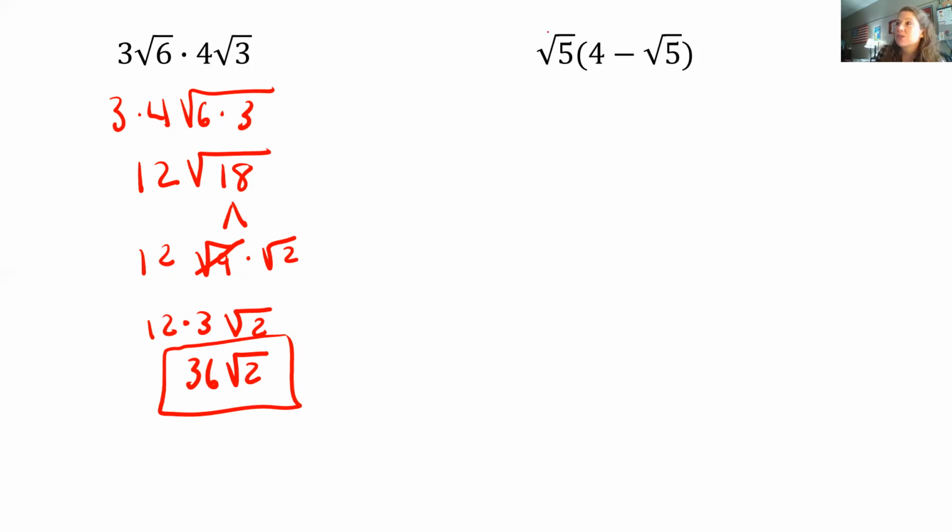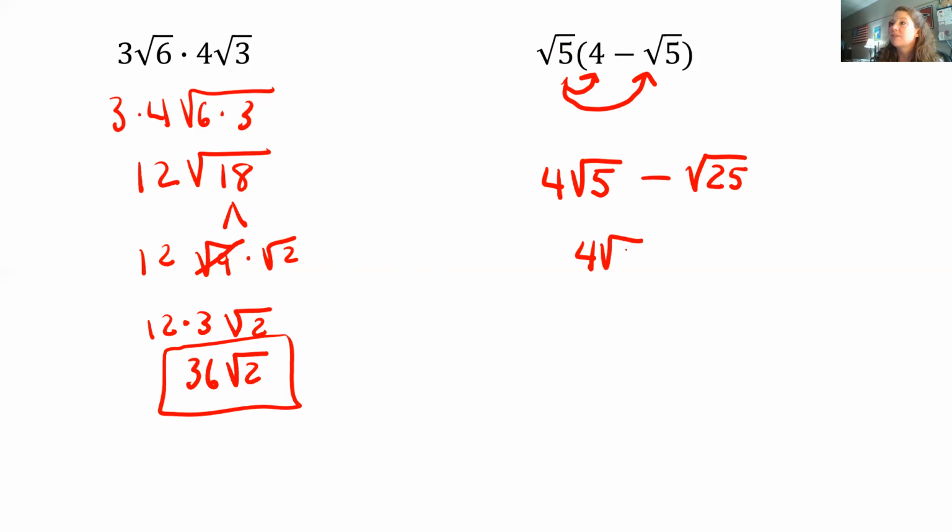And then on this one, we're using the distributive property. So square root of 5 times 4 is 4 square roots of 5. Square root of 5 times the negative square root of 5, or minus square root of 5 times the square root of 5, is square root of 25. So what is the square root of 25? It's 5. So 4 square roots of 5 minus 5 is my answer. And I can't add those because there's no radical over here and I have nothing to combine anything with. So that is the final answer.